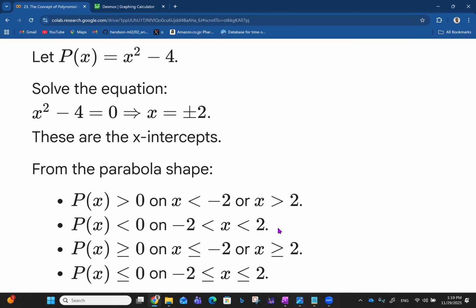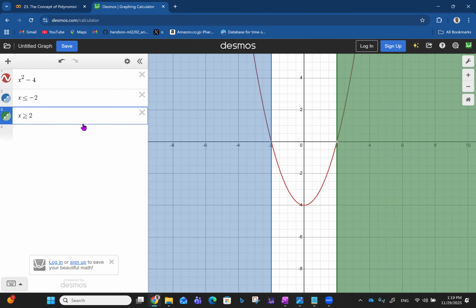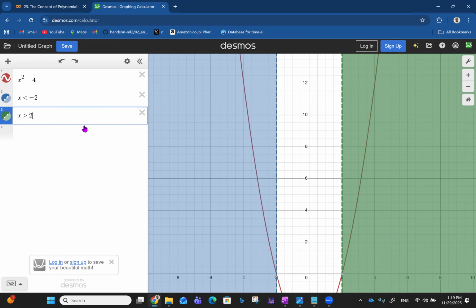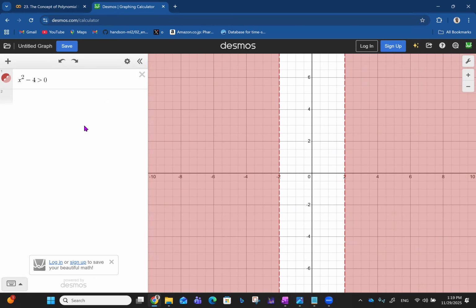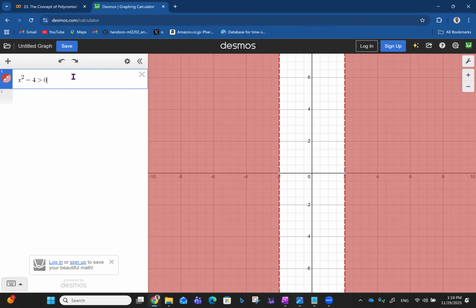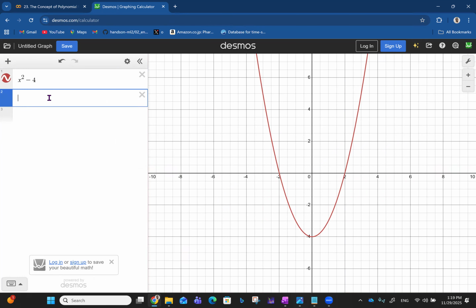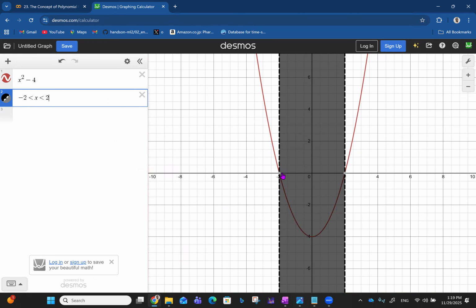So instead of -2 less than X less than 2, I'll go back to that. X squared minus 4 is already what we have here. So we now have -2 less than X less than 2. You can see the lines are dashed, meaning that it is excluding -2 and 2. But to include -2 and 2, once I say equality now, the dashed lines are now solid.